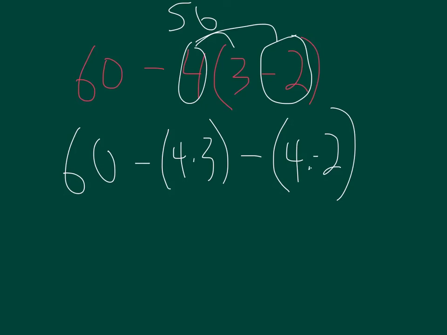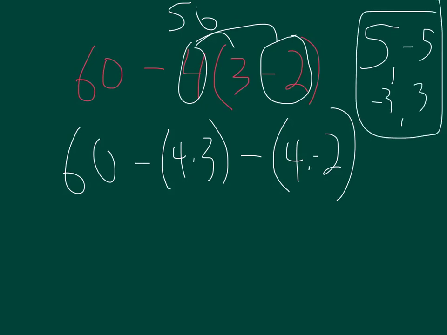Like if I said, what's the opposite of 5, you'd tell me that's negative 5. What's the opposite of negative 3? It's 3, right? So keep that in mind, that this means the opposite of 2 also. Okay, so now what's written here is 4 times 3 and 4 times negative 2. And remember that I'm subtracting both because that's what this says. Subtract all of this.